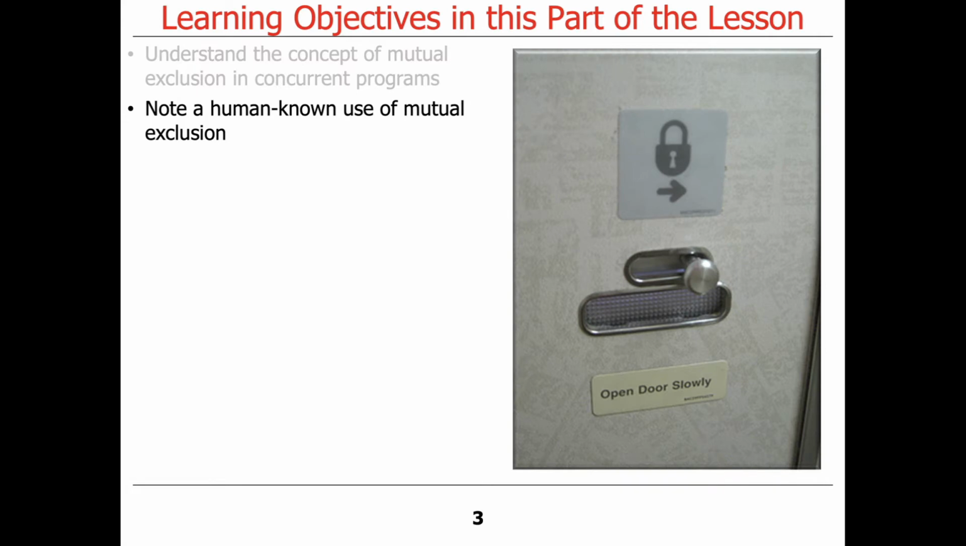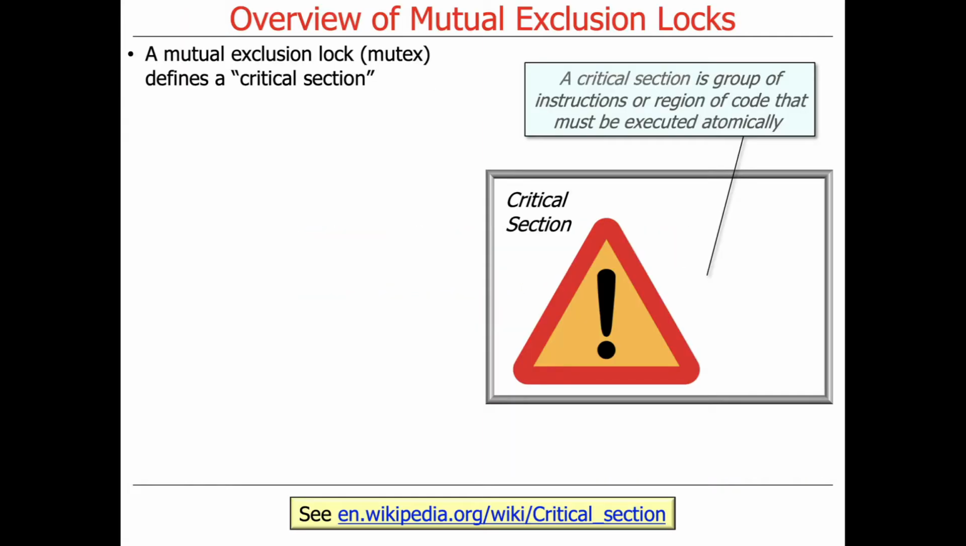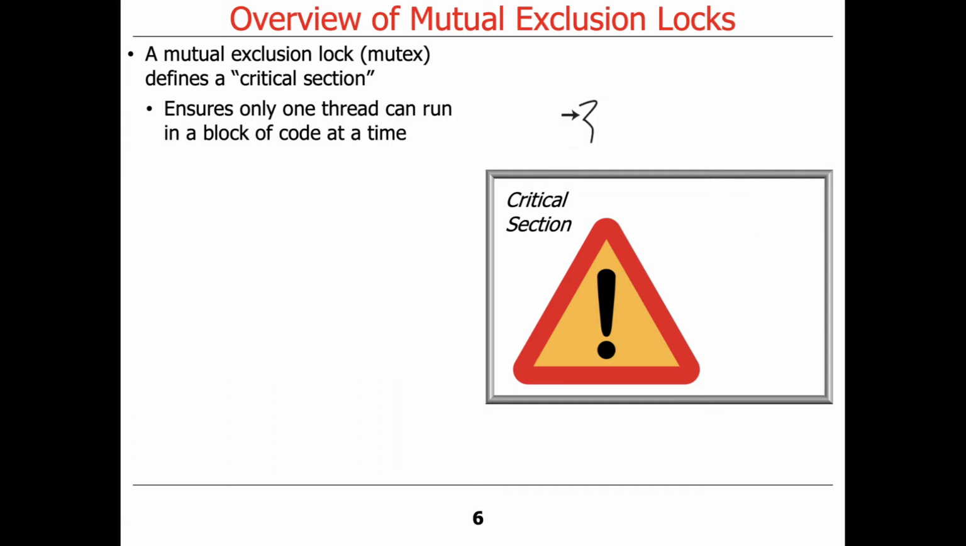And we'll also discuss a human known use of mutual exclusion, which is something I mentioned before, but we'll kind of walk through the protocol in a little bit more detail. So a mutual exclusion lock, otherwise known as a mutex, is used to define a so-called critical section. And a critical section is a group of instructions or a region of code that must execute atomically, otherwise bad things will happen. The way that a mutex works is, if you follow the protocol, and all the threads that are involved in this have to follow the protocol, it ensures that only one thread can run in a block of code in the critical section at a time.